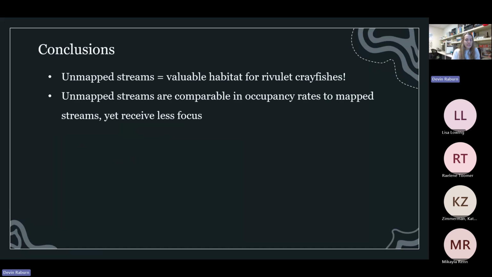So we have some conclusions here. Our unmapped streams are valuable habitat for our rivulet crayfishes. The data is telling us that. The unmapped streams are comparable in occupancy rates and are coming up on top in abundance, yet they receive less focus than our mapped streams, which are depicted on our maps. They receive protection, so these systems that are really overlooked are just as valuable to our rivulet crayfishes as these mapped streams are.